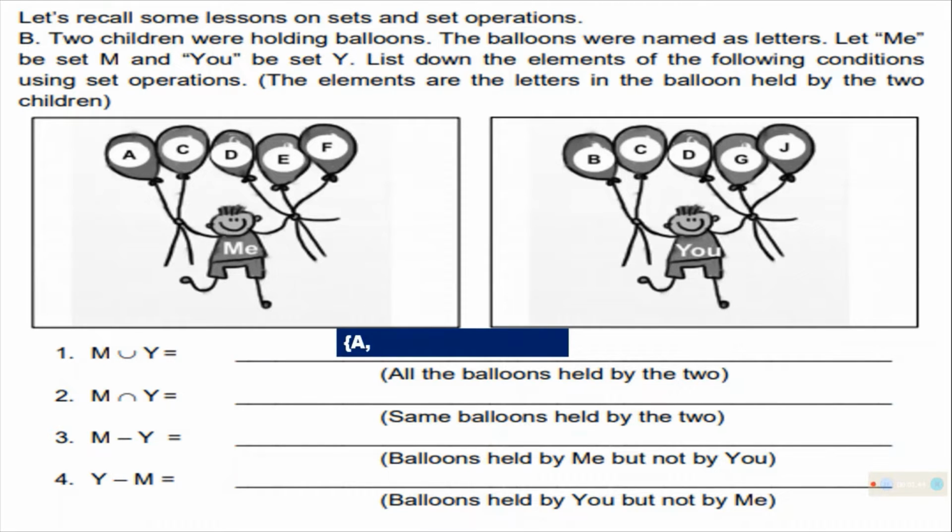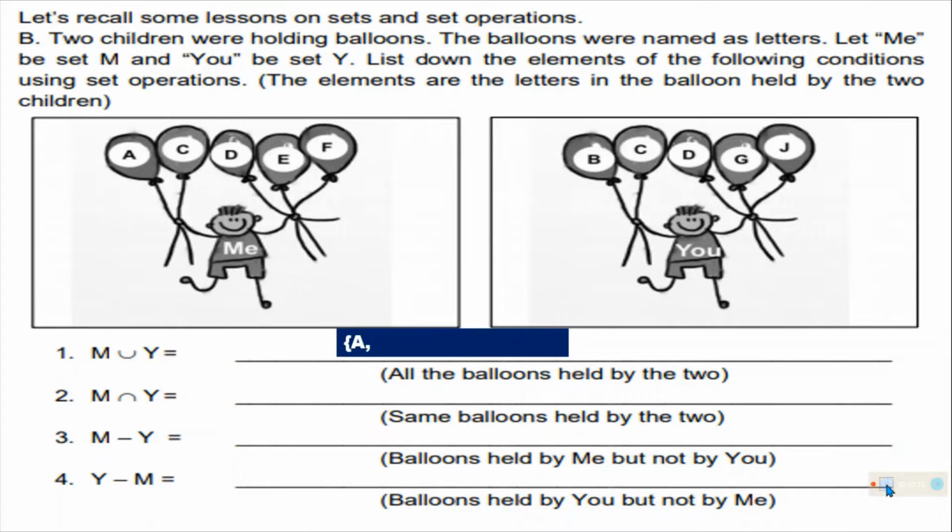So let's recall some lessons on sets and set operation. 2 children were holding balloons. The balloons were named as letters. Let me be set M and you be set Y. List down the elements of the following condition using set operations. The elements are the letters in the balloon held by the 2 children.